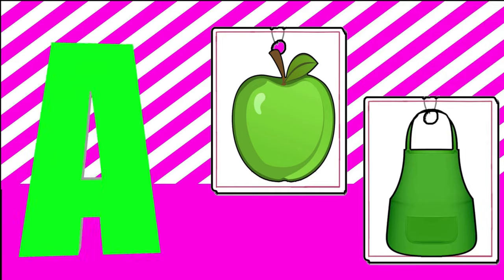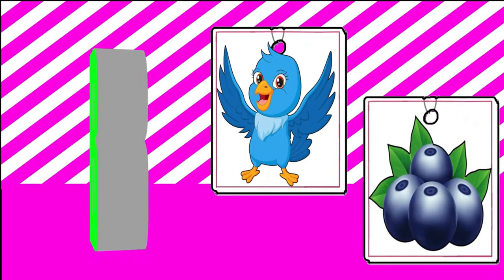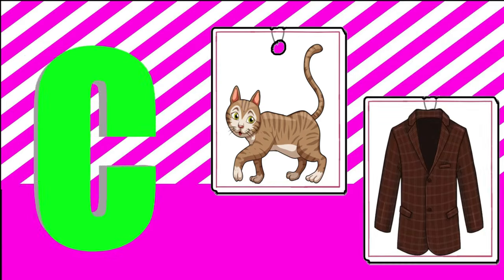A. This is the letter A. A sounds like A. A green apple, a green apron. B. This is the letter B. B sounds like B. A blue bird, a blueberry. C. This is the letter C. C sounds like K. A brown cat, a brown coat.